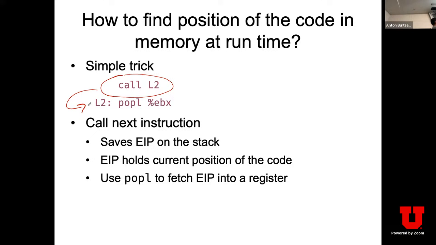And of course, since the call lands you here but pushes this address, EIP, on the stack, you can restore it in the EBX register, right? So this is the trick for how to learn the EIP. Go ahead. And can you not see the EIP? You cannot on x86, on a 32-bit version of x86.